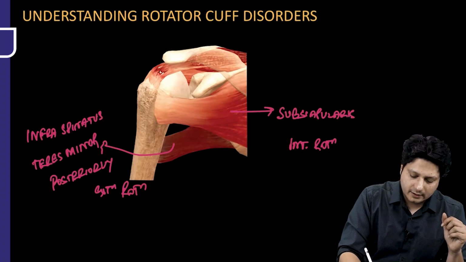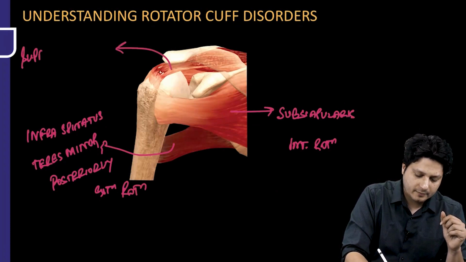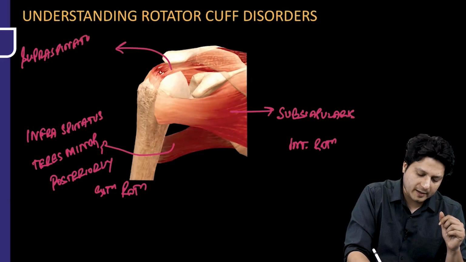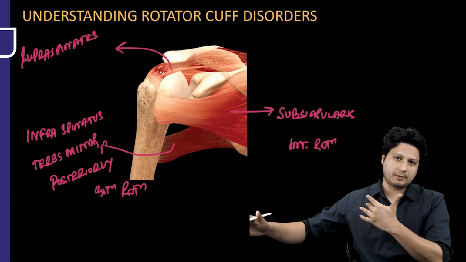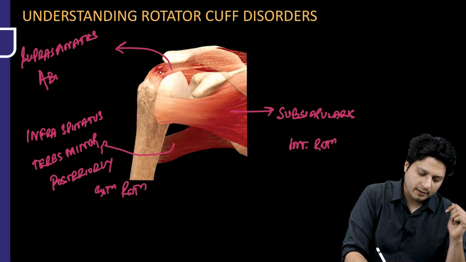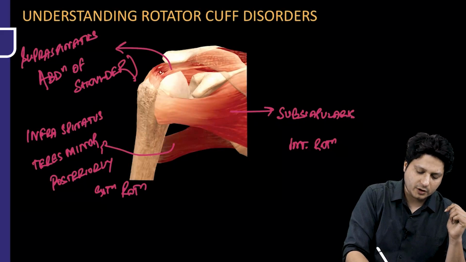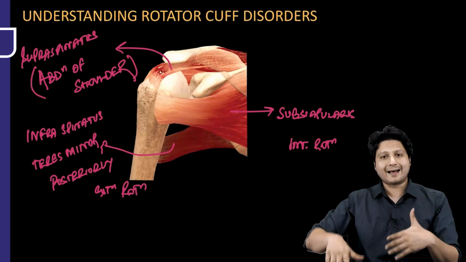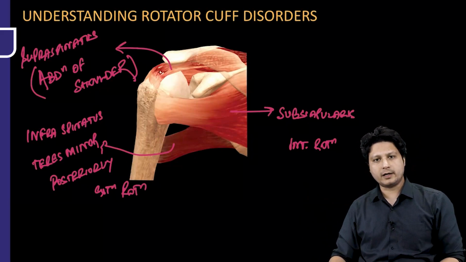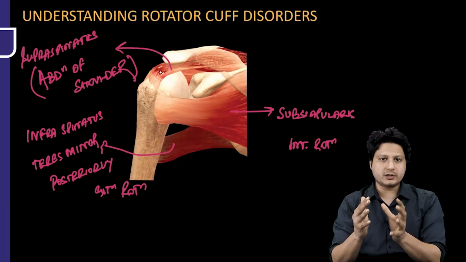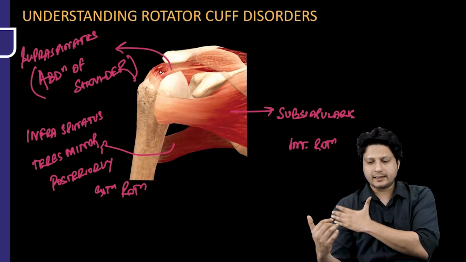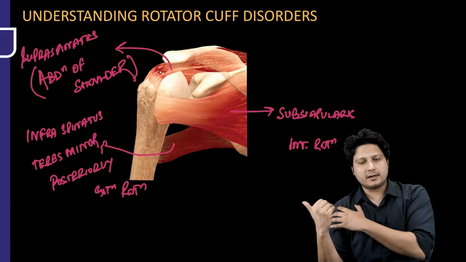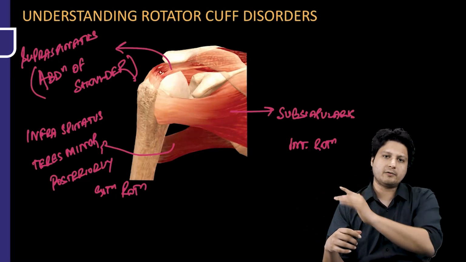And finally, the superior one is supraspinatus. Supraspinatus is the superior tendon, superior to the shoulder, and it is responsible for initiation of abduction of the shoulder. Isolated abduction is the function of the supraspinatus from 0 to 15 degrees. Then it will assist in abduction. Hopefully, you have understood how the muscular components of the rotator cuff are arranged around the shoulder. The anterior is subscapularis, posterior are the teres minor and infraspinatus, and superiorly we have supraspinatus.